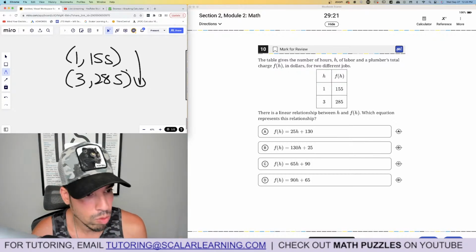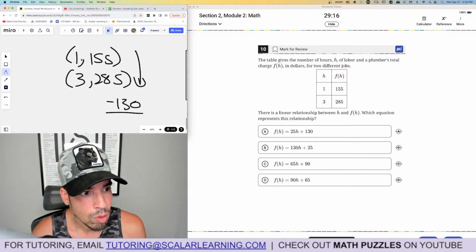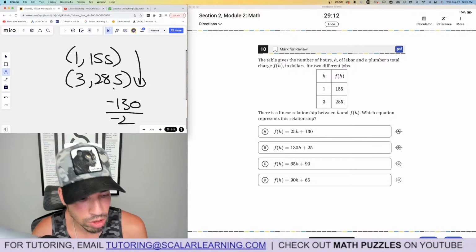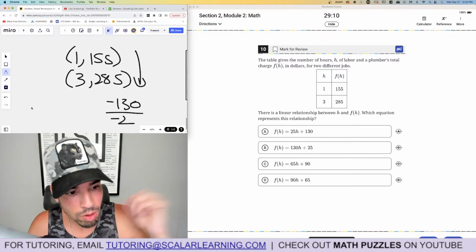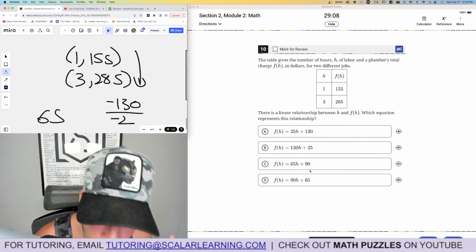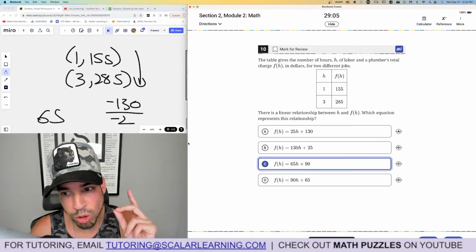You can use a calculator if you want, or mentally if you're really confident. 155 minus 285 is negative 130, and 1 minus 3 is negative 2, right? Subtract down. That's why I like to stack the coordinates, so you don't get confused on the ordering. So 65 is the slope. The only one with 65 is C, but we're going to double check it.